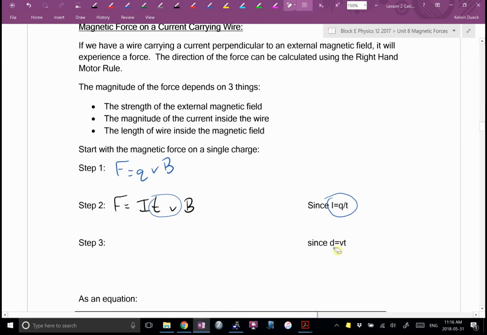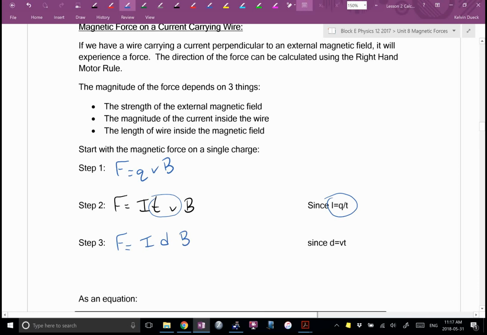Because distance is speed times time. It's really D equals VT plus a half AT squared, but in the wire, they're all moving at a constant speed, so there's no acceleration. So I can replace that V times T, I know it's TV, but that is V times T, with a distance. I can actually replace it with I times D times B.